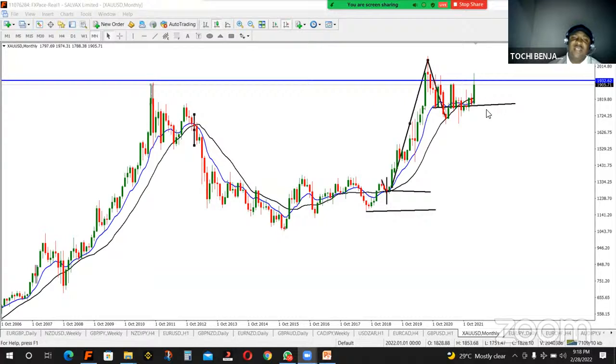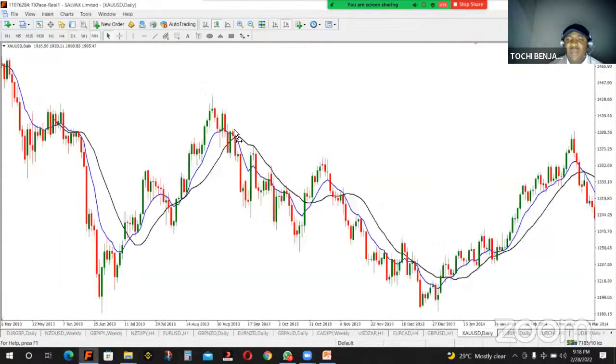Now, I want to give you another secret. Look at it. This is a monthly time frame. Now, if price, let me not go to monthly time frame because most of you will not be doing monthly time frame. Let's be realistic. Most of you will not have that patience on monthly time frame. Let me go to daily time frame.